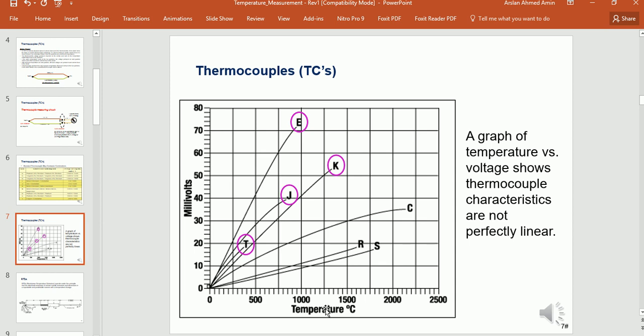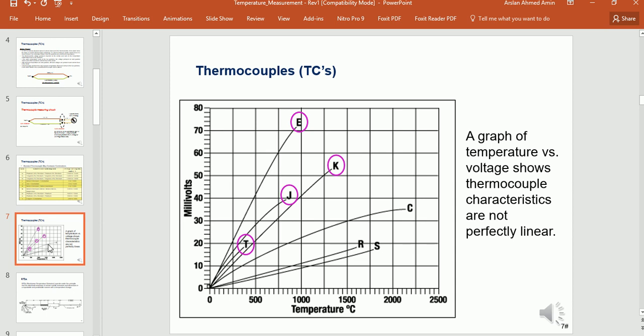Now this is a chart where we have the temperature on the x-axis and millivolts on the y-axis, and for the different thermocouples we have this chart. We can read through the millivolts. For a K-type thermocouple, if we are reading 50 millivolts at the cold junction, then there would be around 1250 degrees C temperature going on. Please also note that the characteristics are not perfectly linear. These are linear to some extent, but not perfectly linear.